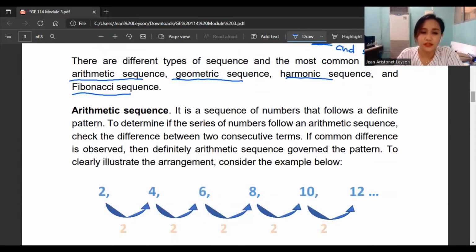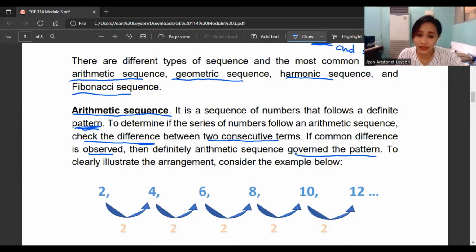So let's proceed with arithmetic sequence. An arithmetic sequence is a sequence of numbers that follow a definite pattern, of course, because it's a sequence, it should have a pattern. To identify if the given set of numbers is an arithmetic sequence, check the difference between two consecutive terms. If the common difference is observed, meaning it is the same and holds true for all the numbers in our sequence, then definitely an arithmetic sequence governs the pattern.